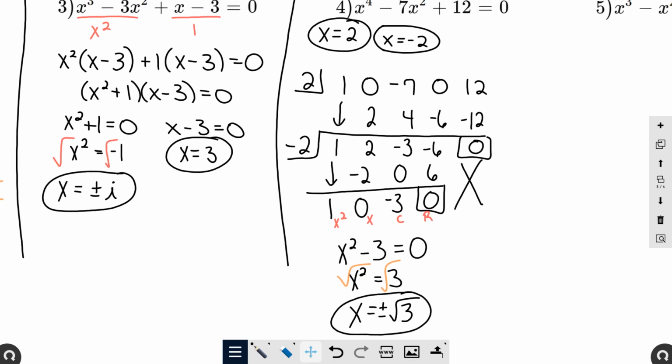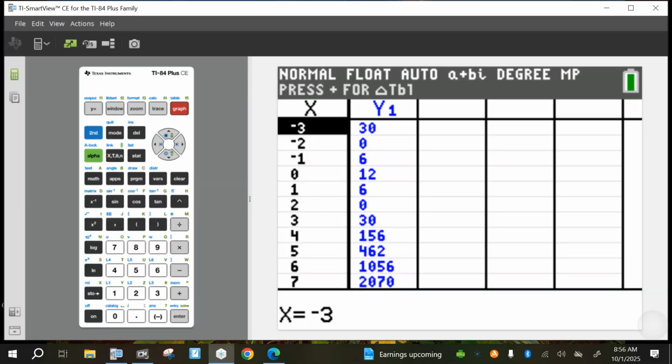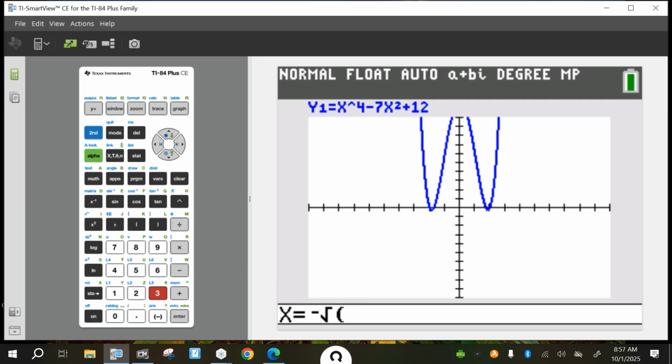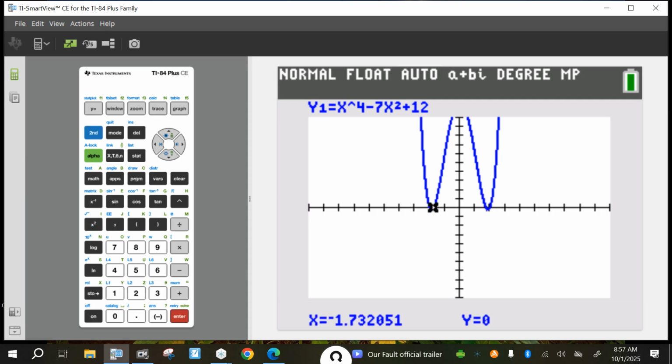Now, since these are real answers, we can check them on our calculator. So if you want to go back to graph, you can click trace and type in square root of 3 as an x value. If you type in square root of 3, what's your y value? 0, so it's a solution and it works. And then you can also type in your negative square root 3 as your other solution. And so you have those answers there.